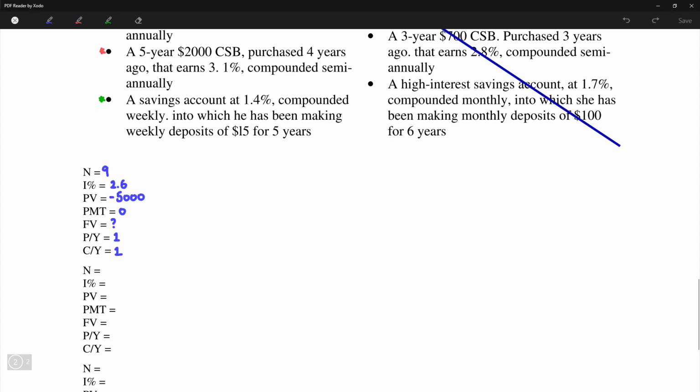Okay, next one was a Canada Savings Bond, CSB, that was bought 4 years ago. Interest rate is 3.1%. Present value is $2,000, so negative 2,000 there. No regular payments. Again, we're looking for the future value, and both the last two values will be 2 because it was compounded semi-annually. Of course, because of what we set P/Y to be, we also have to multiply n by 2 to make sure that those two units match up.